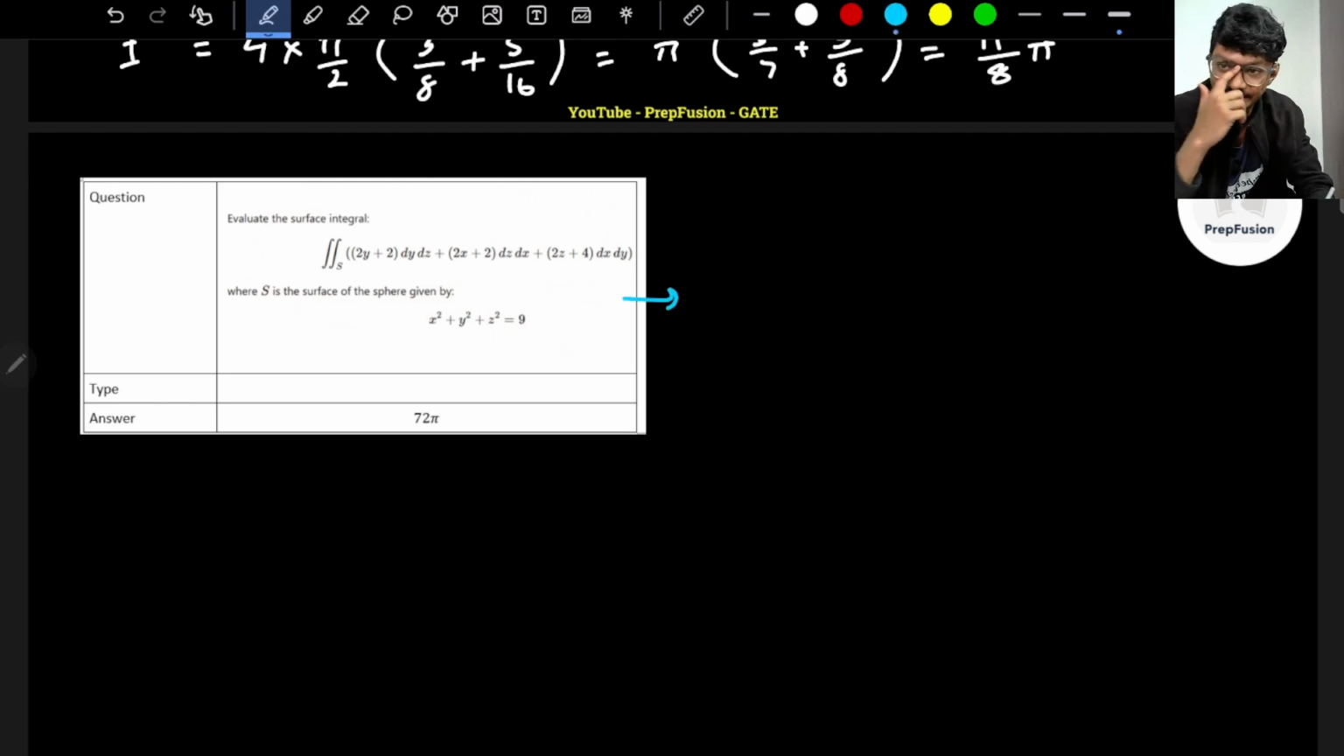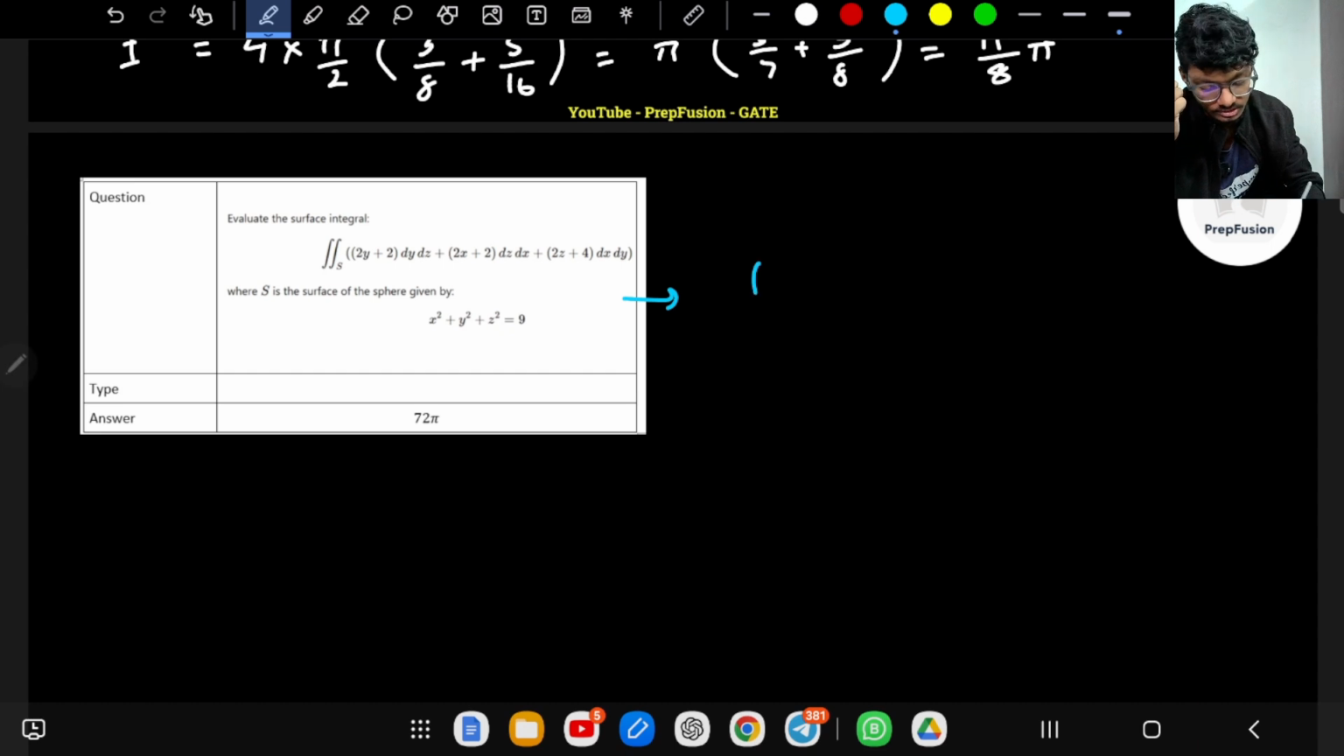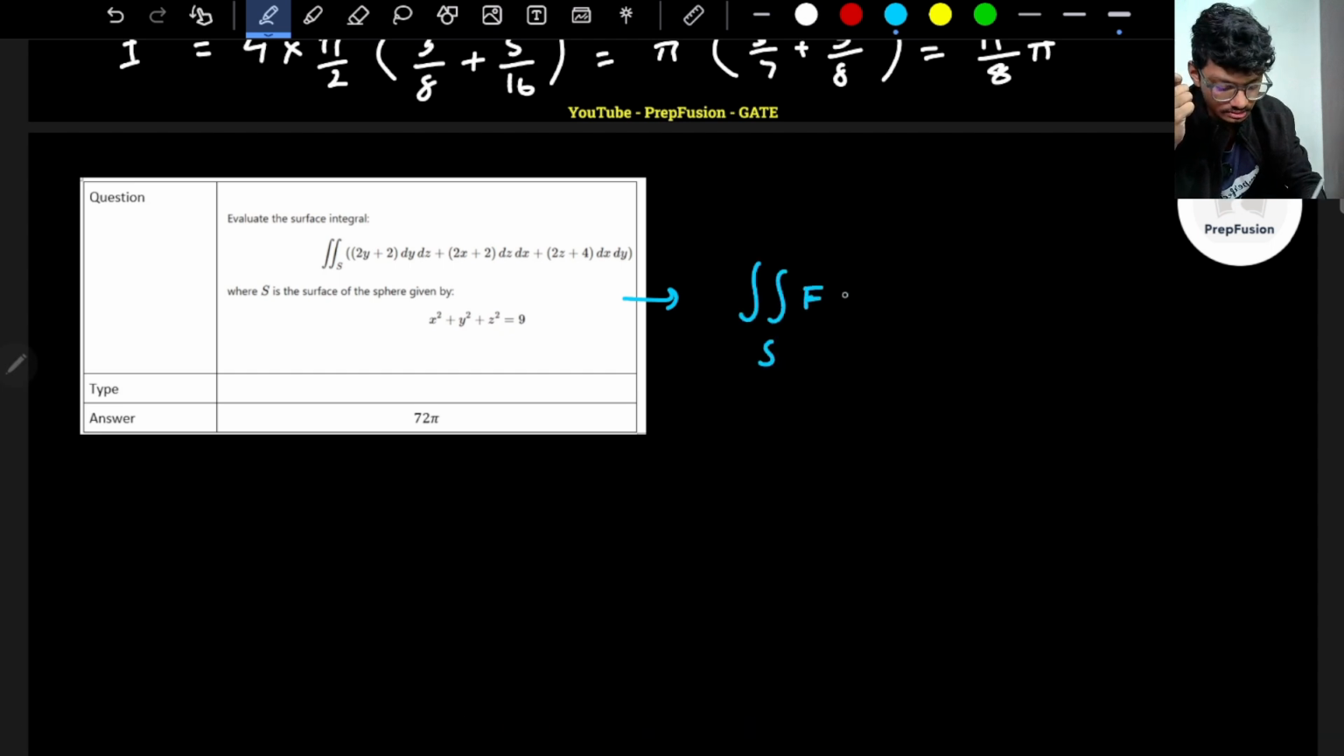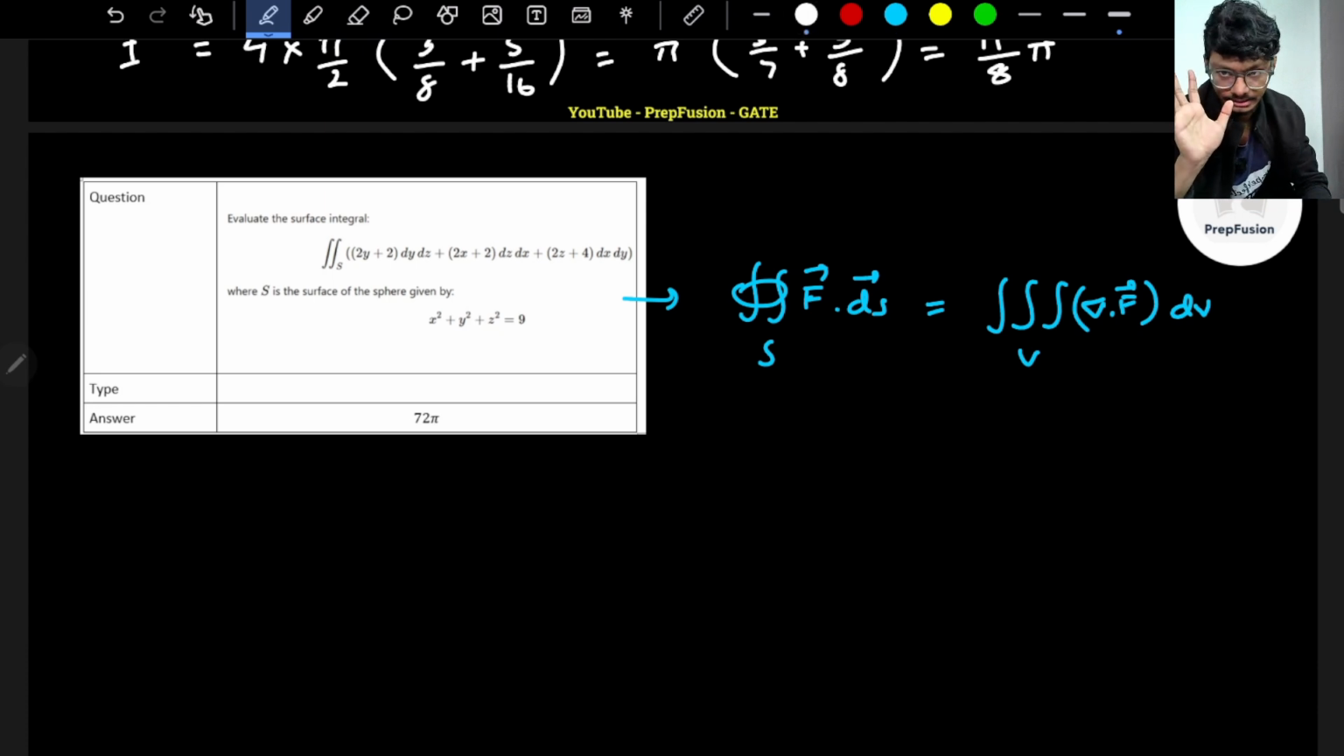This is a closed surface. If this is a closed surface, I can use the Gauss divergence theorem, and exactly that is what I will do. What is the Gauss divergence theorem? If I have a closed surface integral of F dot dS, then I can directly write it as the volume integration of del dot F into dV.